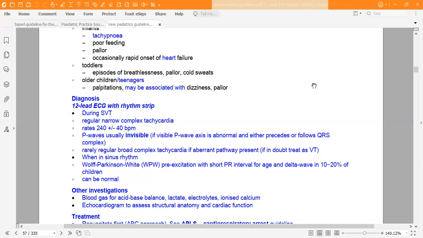Okay, so that's the first thing that we think about to do. It's the 12-lead ECG with rhythm strip. When in sinus rhythm, Wolff-Parkinson-White will be very clear in sinus rhythm: pre-excitation with short PR interval for age and delta wave in 10 to 20% of children. And the ECG in sinus rhythm could be normal and you won't see any abnormalities.